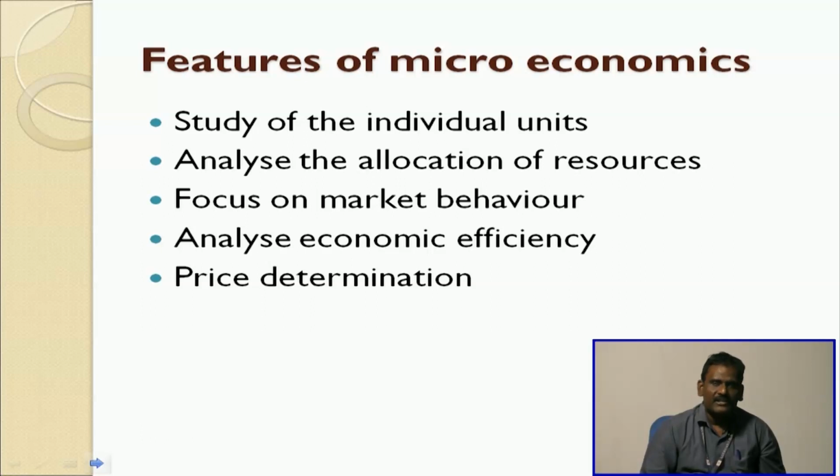Next, after analyzing the allocation of resources for an individual element, we focus on market behavior. How does an individual behave in the marketplace, and how do they buy a product? The process of buying, or what we can call the purchasing power of an individual in the market: what would be the demand for buying a particular product, and what would be the supply available in the market for that product?